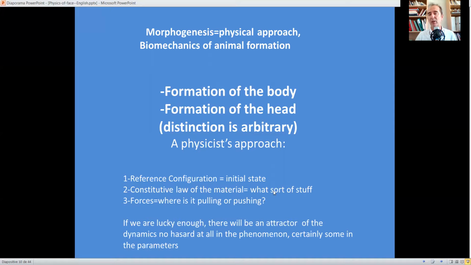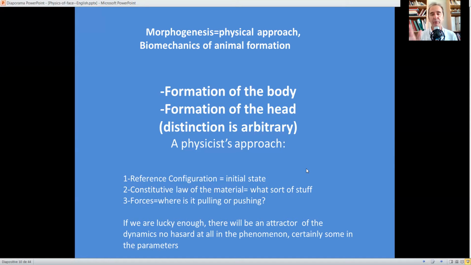Now, this mass, what sort of stuff is it? In physics, we speak of the constitutive law of the material. You may have viscous materials, fluids. You may have solids, elastic solids, hyperelastic solids. You may have other forms of material like liquid crystals. So what sort of stuff is it? At first order, it's a viscoelastic gel. In fact, embryos are more or less like marmalade, like a jellyfish.